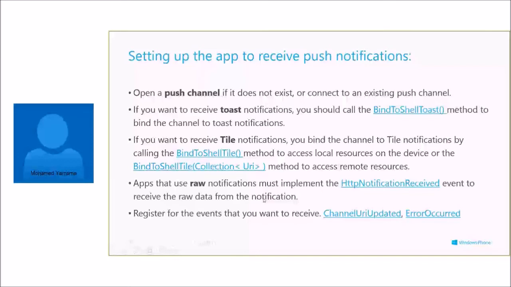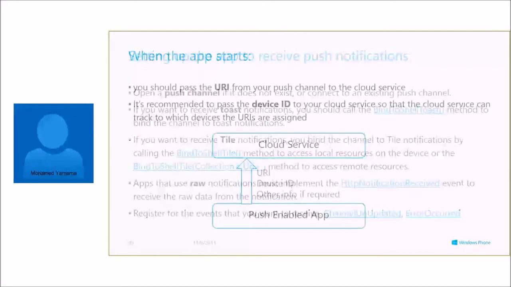Apps that use raw notification must implement the HttpNotificationReceived event. You register for the events that you want to receive through the channel: ChannelUriUpdated and ErrorOccurred, so that if the channel URI is updated, you push that update. If an error happened, then you should handle that error. So that's exactly what you do, and I'll show you exactly how that happens in the code. This is exactly the translation.